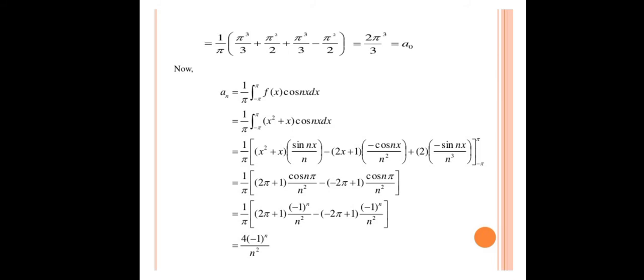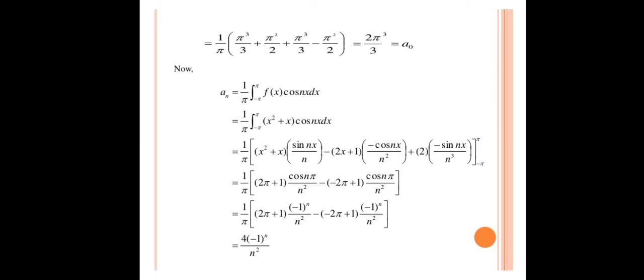The formula for the integration of a into b dx: a remains constant, b is integrated. So take the integration of the first part, where the first term x square plus x stays constant, and the integration of cos nx dx is sin nx divided by n. This is the first term.